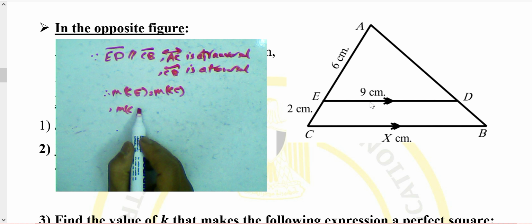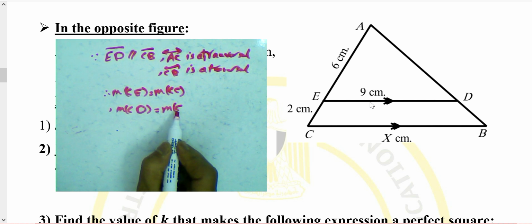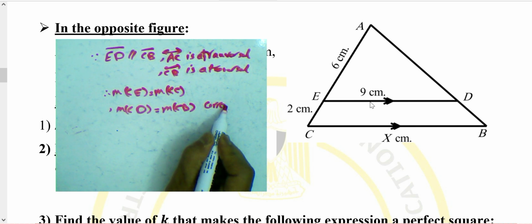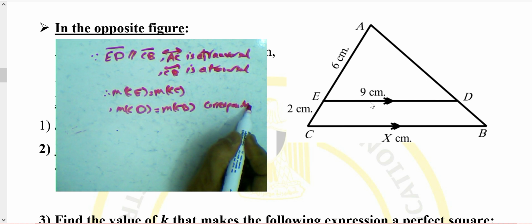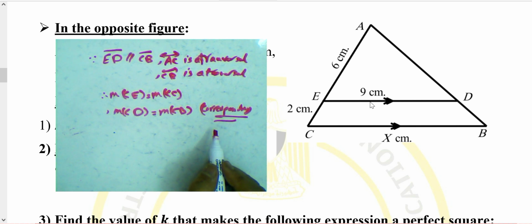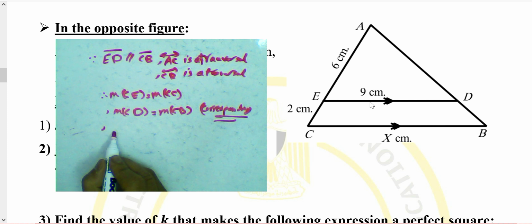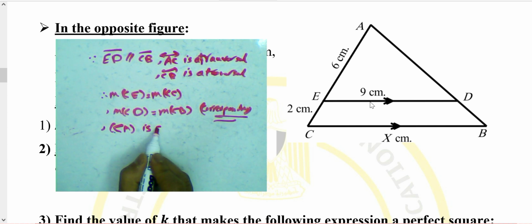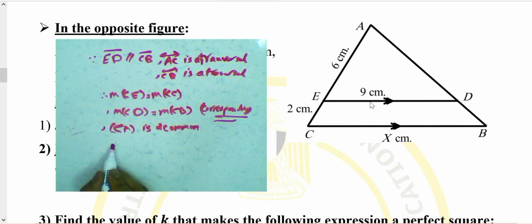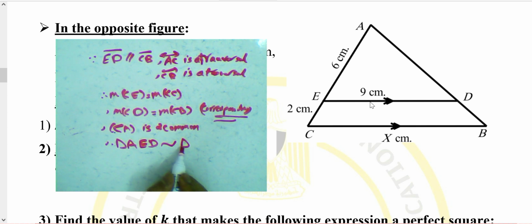And the measure of angle D equals the measure of angle B. We call them corresponding angles. Okay, and then also angle A is common. We have a common angle A between the two triangles. Then triangle AED will be similar to triangle ACB. They are similar.